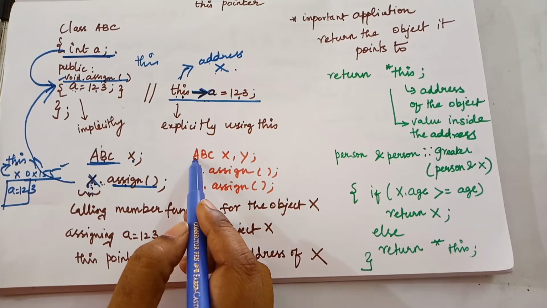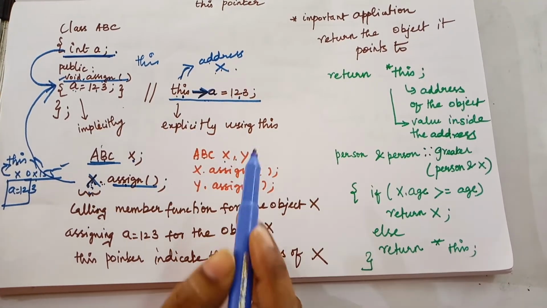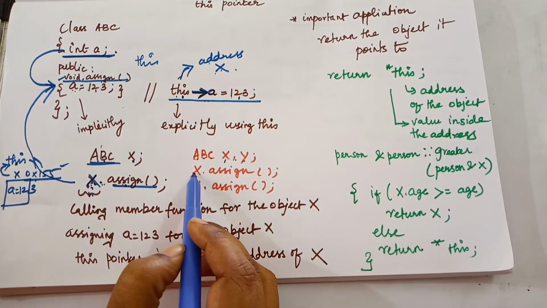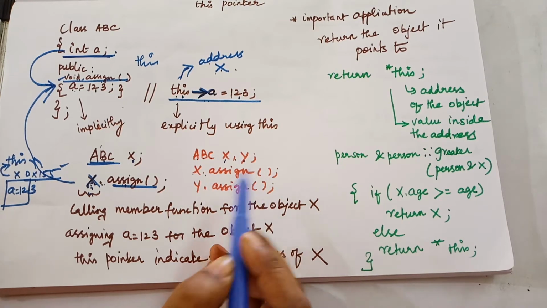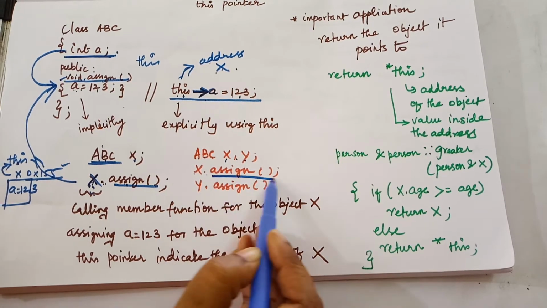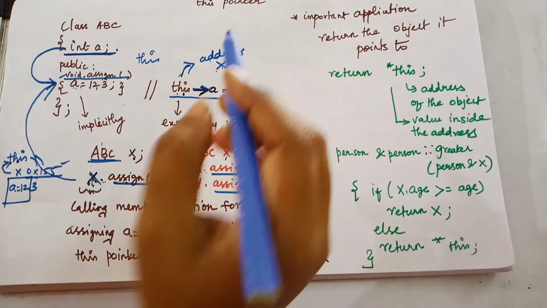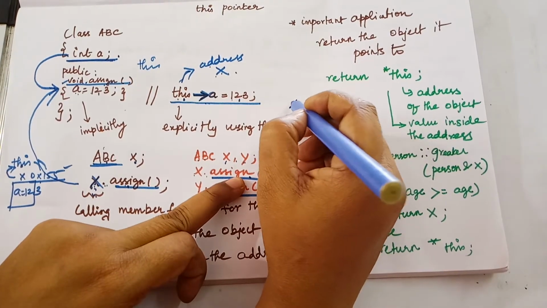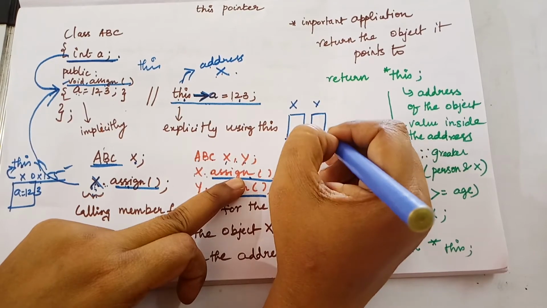Consider another example, ABC data type X, Y. Here there are two objects X and Y. Now I am calling X dot assign, this function. I am calling this member function for X, then I am calling the member function for Y. Correct? So while you are calling, first you are calling for X, then you are calling for Y.